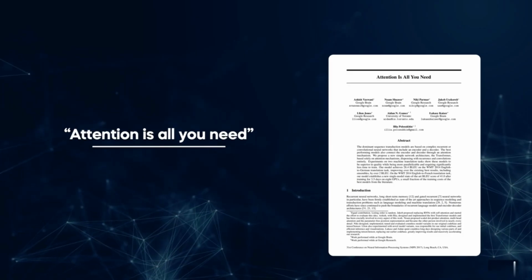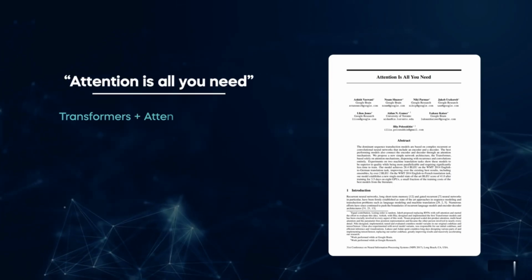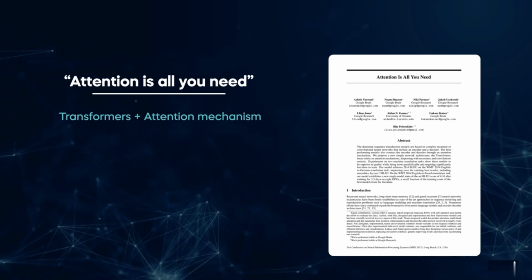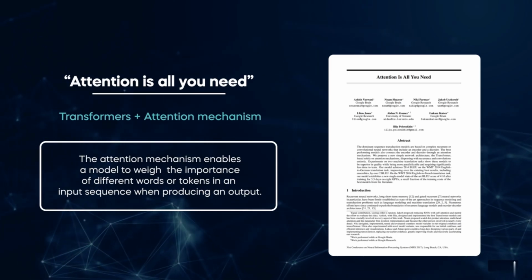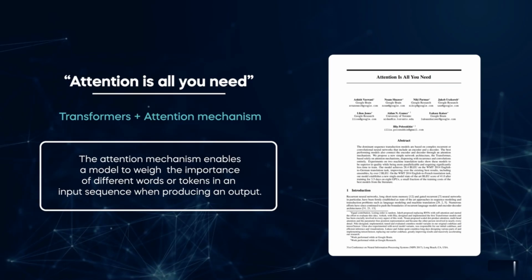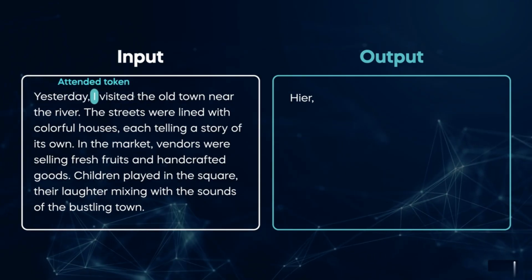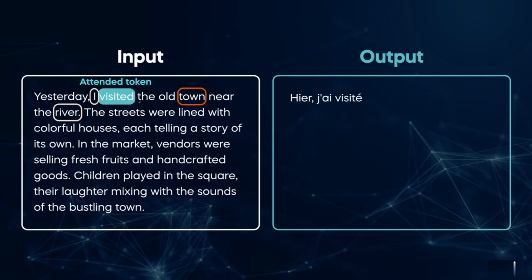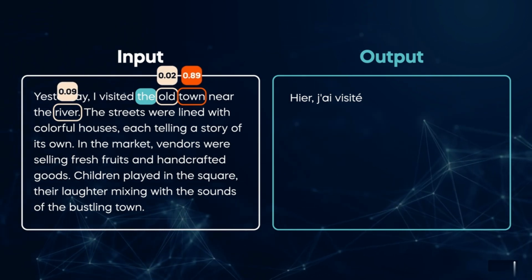In 2017, a paper was released titled "Attention is All You Need," where the researchers introduced the concept of transformers along with the attention mechanism that formed a fundamental part of these models. The attention mechanism enables a model to weigh the importance of different words or tokens in an input sequence when producing an output. The key idea behind attention is that instead of processing the entire input sequence at once in a fixed manner, the model can selectively attend to relevant parts of the sequence at each step of processing. This is achieved by assigning a weight or an attention score to each token in the input sequence.